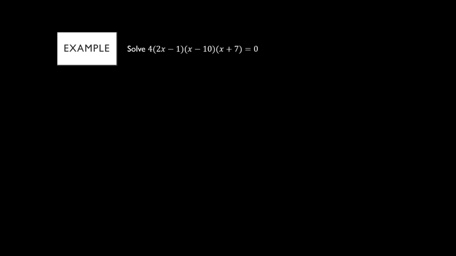So we ignore the 4 because if a number doesn't have a variable, it doesn't matter. So we have 2x minus 1 equals 0. x minus 10 equals 0. And then x plus 7 equals 0. So we actually are going to have 3 equations to solve here. So we're going to have 3 answers. And that's okay. We can still use the zero product rule here.